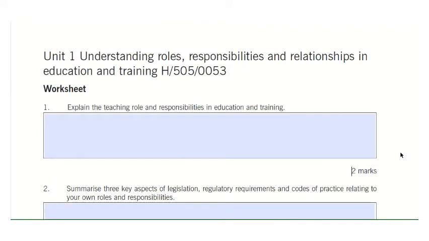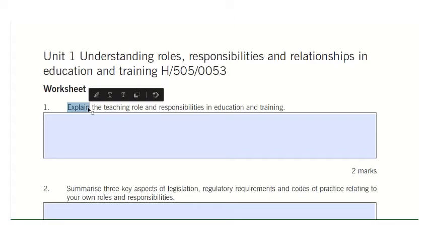So here is the Unit 1 worksheet. So that is for the unit of understanding roles, responsibility and relationships in education and training. So it's just a worksheet to fill in, so go through each question. When you're doing these questions, notice the verb. So this is an explain question.